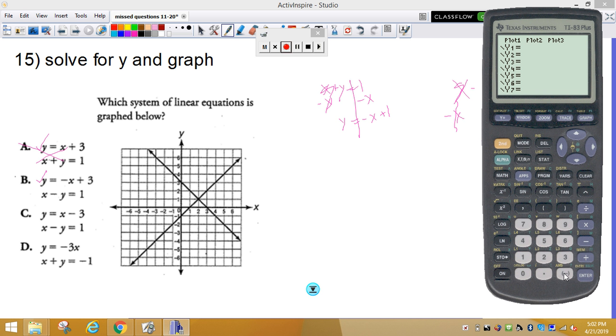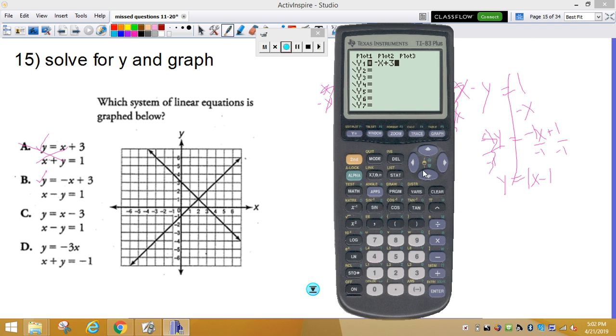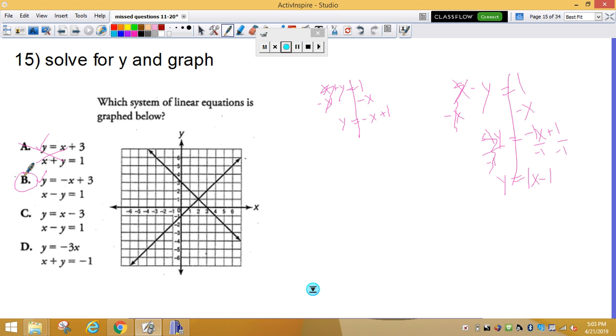So what do I have? Negative x plus 3. That's the one it gave me right here. And then when I solve the other one out, I got 1x minus 1. Let's graph it. Okay, and does that look like the one that it is? It sure does. That's the one that's graphed. So B is my answer. So see, I didn't even have to do C and D because when I got to B, it was the right answer.